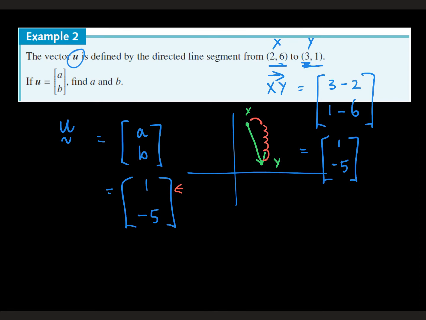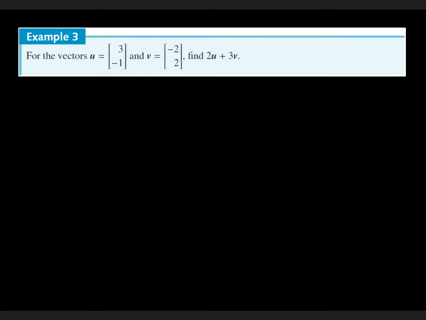So what did we say here? We said this one minus that one, that's in the horizontal direction, then this one minus this one in the vertical direction. Okay, next we're given vectors u and v, and we're asked to find 2u plus 3v.